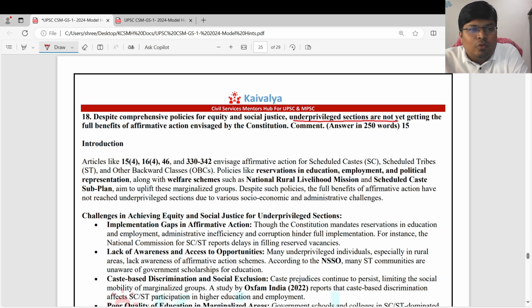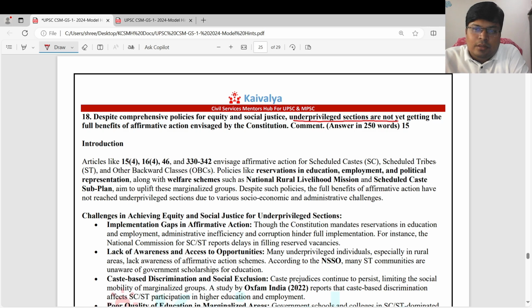Now you are supposed to put the constitutional mechanism or constitutional dimensions related to the underprivileged sections. Then on the basis of it, you can say that based on the constitutional provisions, the government has formulated various policies and introduced various schemes for the upliftment and betterment of these underprivileged sections.